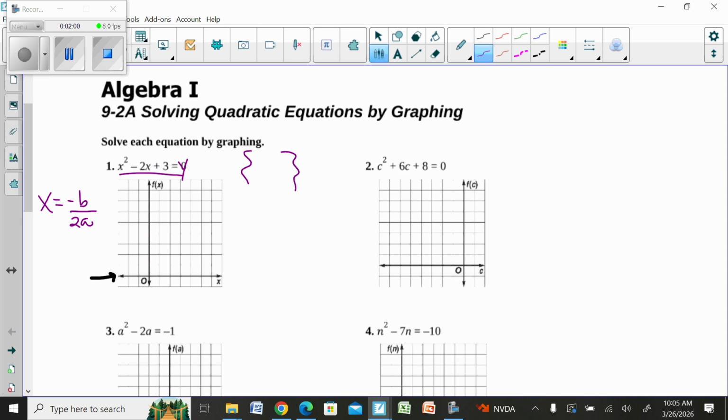Okay, so when we do this calculation, x equals opposite of b, my b value is negative 2. So my opposite of b would be positive 2 over 2 times my a value, which is 1. 2 times 1 is 2. X equals 2 over 2, or x equals 1. That is my axis of symmetry. Okay, I don't need you to put the axis of symmetry in today. We already did that, all those details. I do need my table of values.